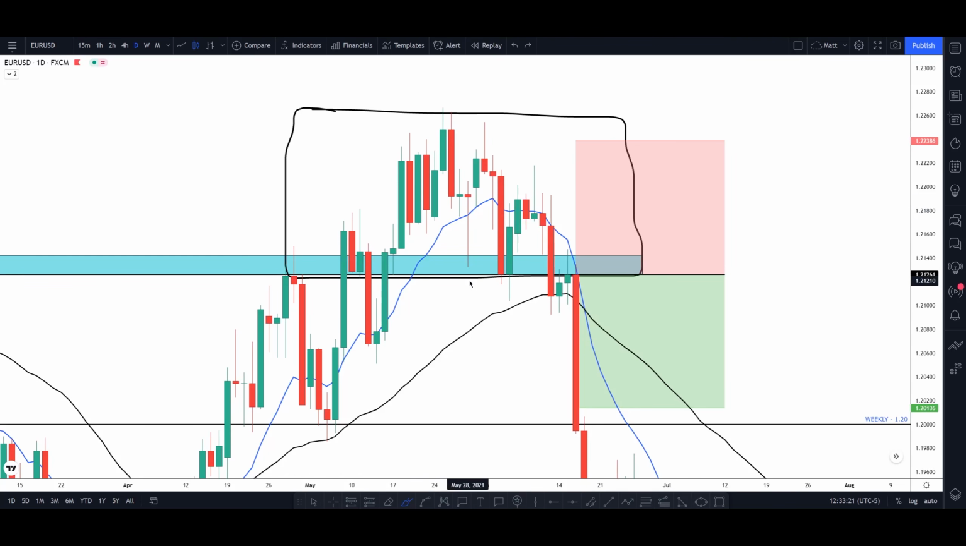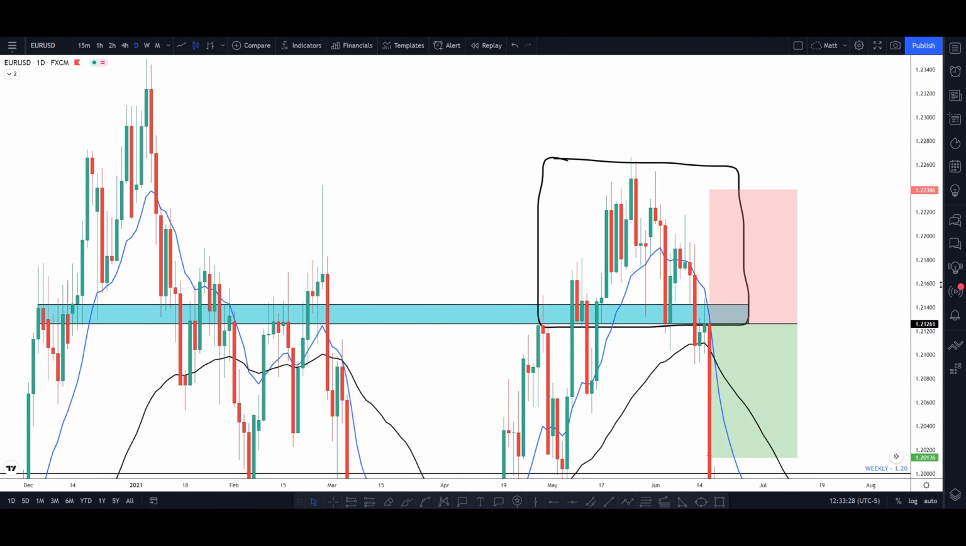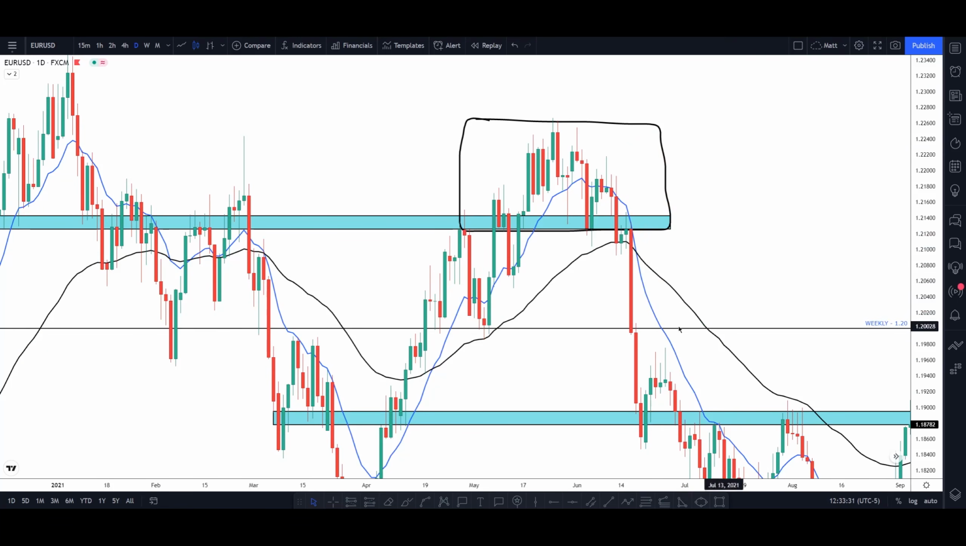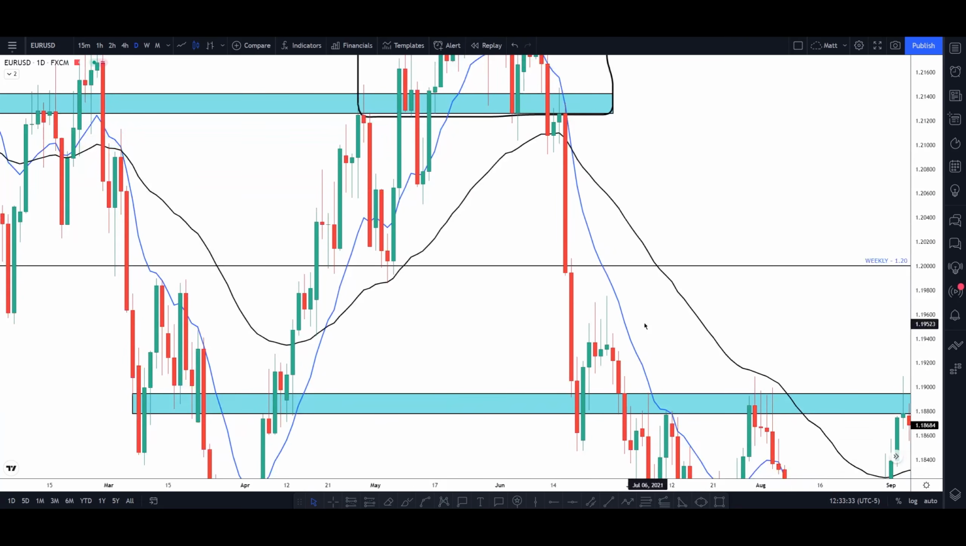This is where you would fall for a fake out. But by waiting for the break and retest, it's a lot safer. Now, this doesn't mean that for every single breakout opportunity, if you wait for a break and retest, you're going to catch every single move, right?